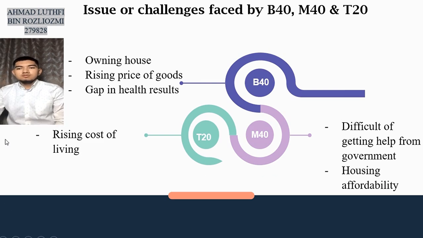I would like to talk about the issues and challenges faced by the B40, M40 and T20 groups. The B40 income group is facing an issue of owning a house. Even though there is a lot of help from the government that provides more home schemes for them, such as the People's Housing Program PPR, People Friendly Houses by Syarikat Perumahan Negara Berhad SPNB, and the Malaysian Civil Servant Housing Program.